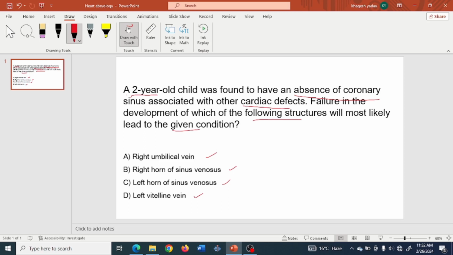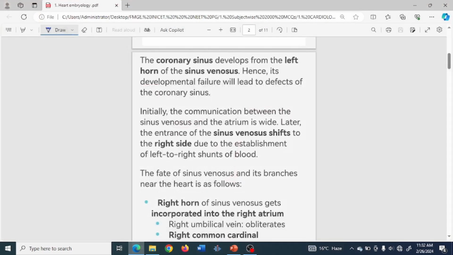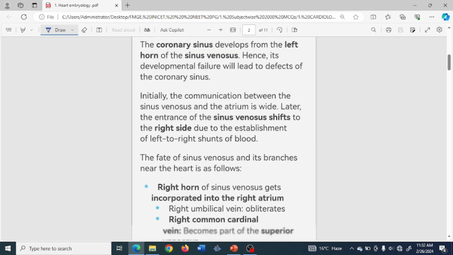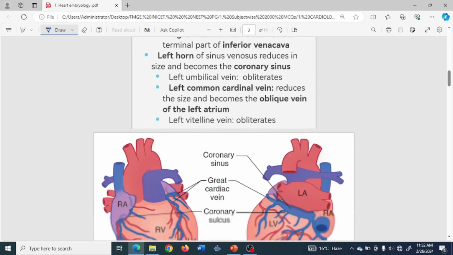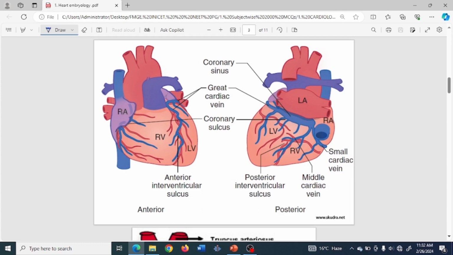In order to know the answer of this question, you must know about the coronary sinus and about all these structures. So let's see the explanation. Here is the explanation. If you read it, you can understand easily, but here I am not going to read them because I am going to explain you in my own words. Okay, so let's see this figure. Here are the two figures. One is anterior view and another is posterior view of heart. Anterior view means we are watching the heart from the front.